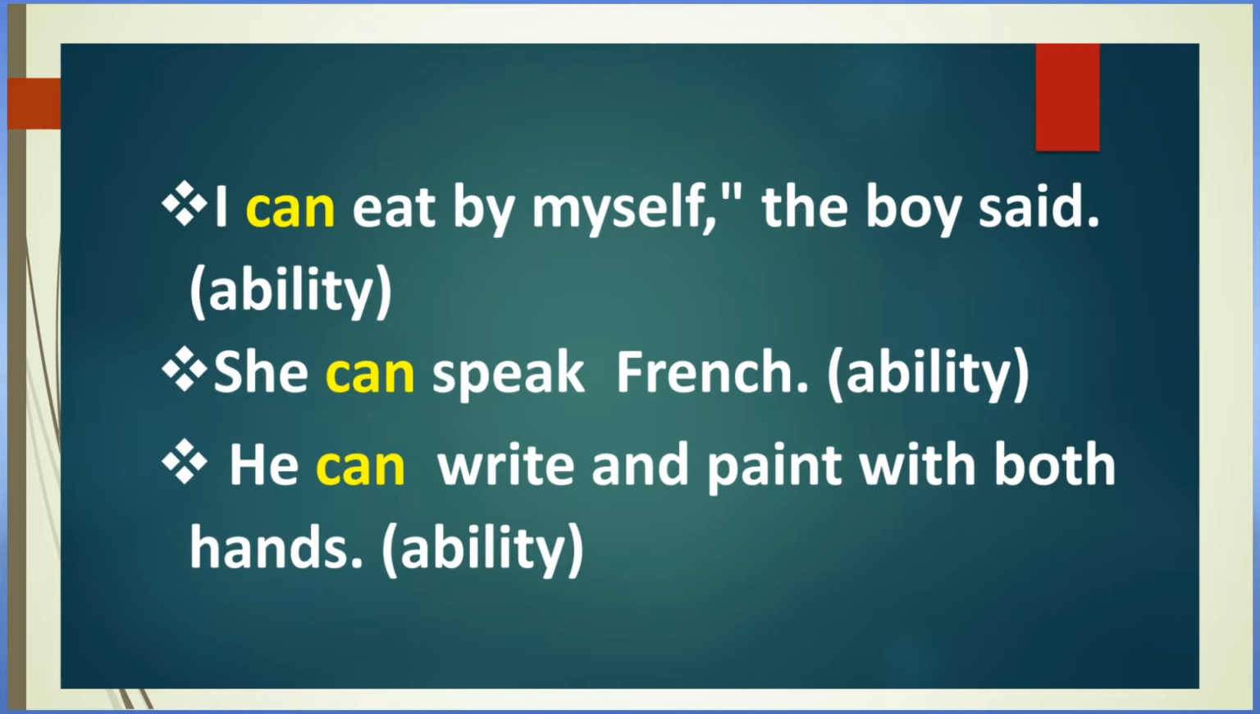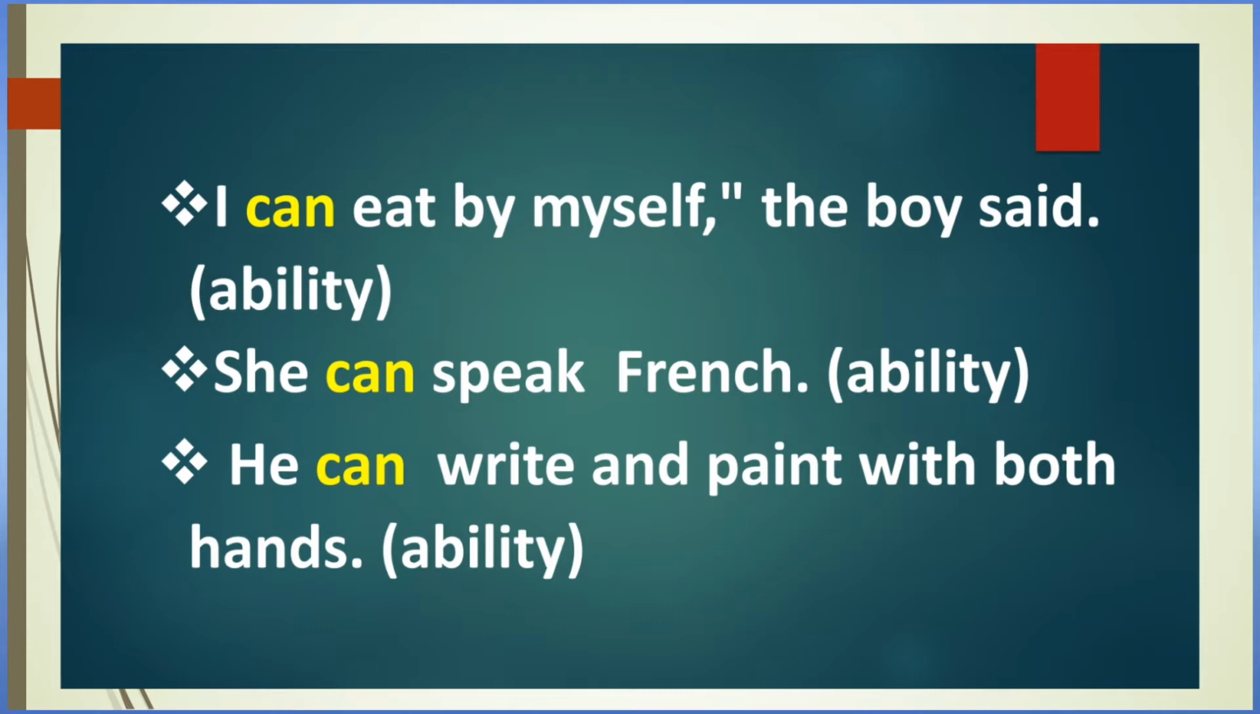Look at the second example. She can speak French. In this sentence also, the modal can is used to talk about the ability of the girl, the ability, the capacity. She can speak French. Now let me move to the third example.